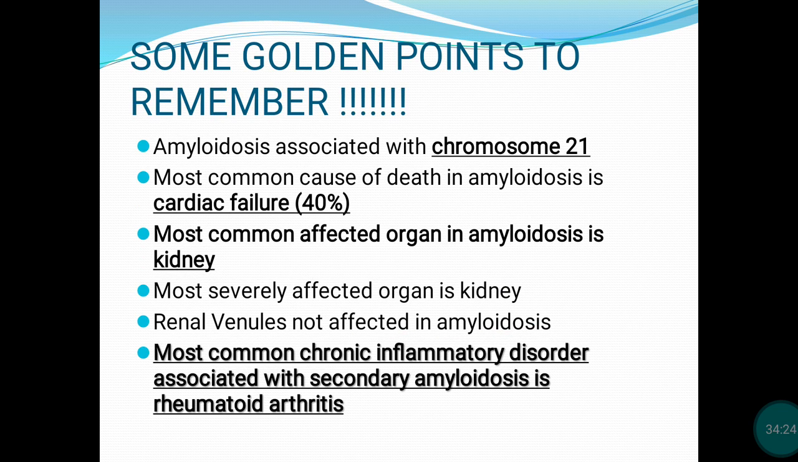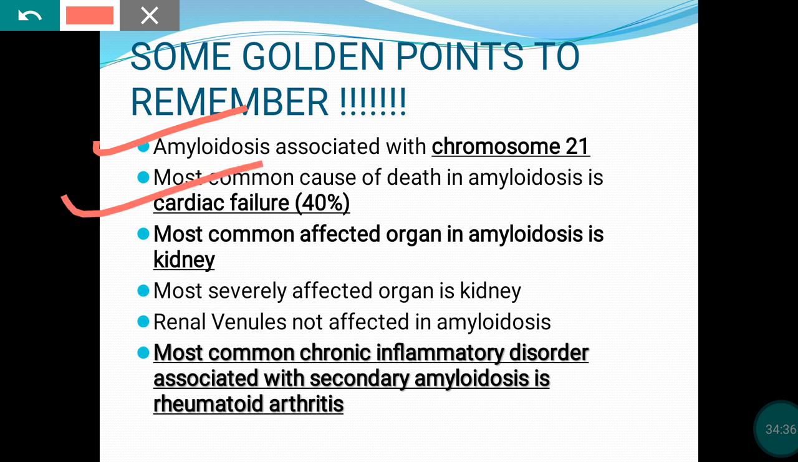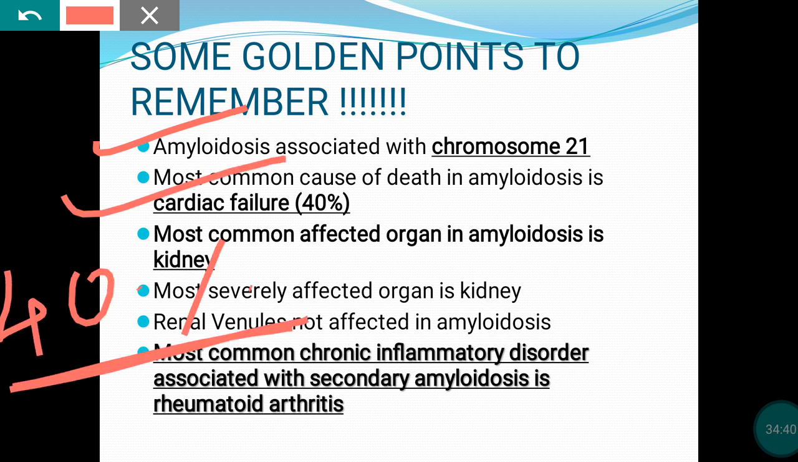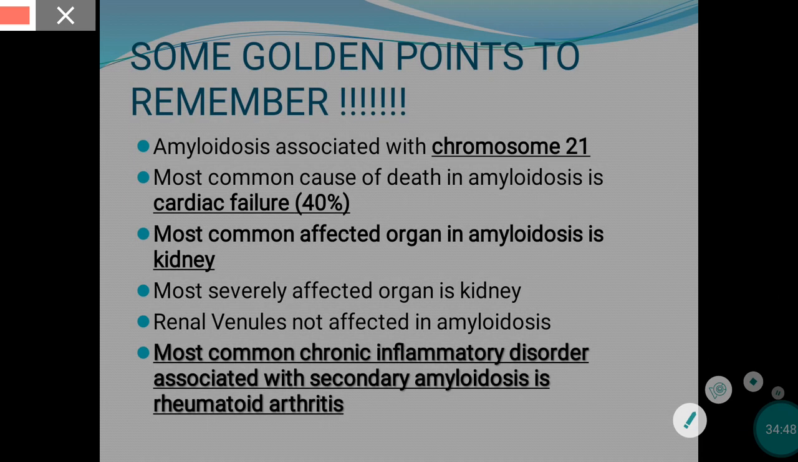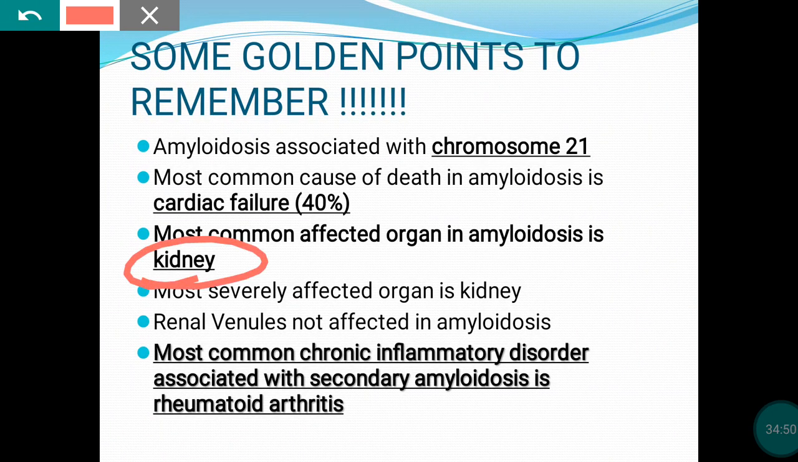And now here are some golden points that have to be remembered from the exam point of view. The amyloid is associated with chromosome number 21. The most common cause of death in amyloidosis is cardiac failure. Approximately 40% of cases die due to cardiac failure. Right? So the common cause of death is cardiac failure. The most commonly affected organ in amyloidosis is the kidney. The most severely affected organ is also the kidney.